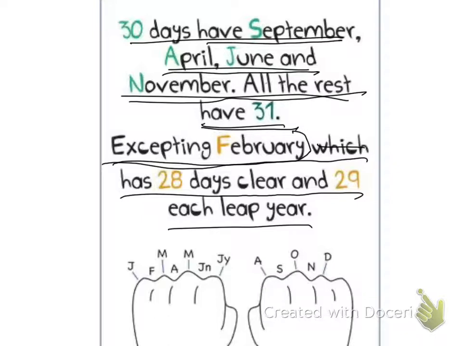Okay, so I'll sing it one more time. 30 days have September, April, June, and November. All the rest have 31 except for February, which has 28 days clear and 29 each leap year.